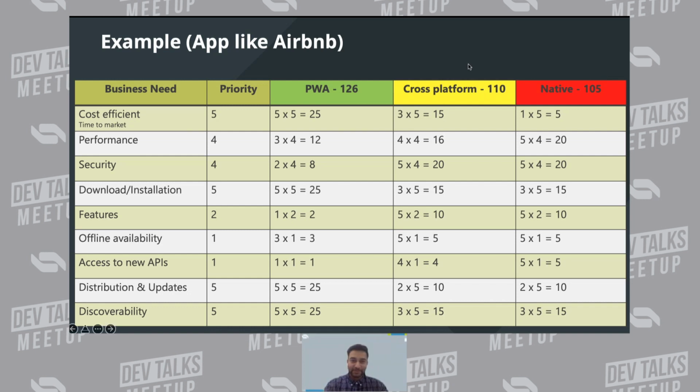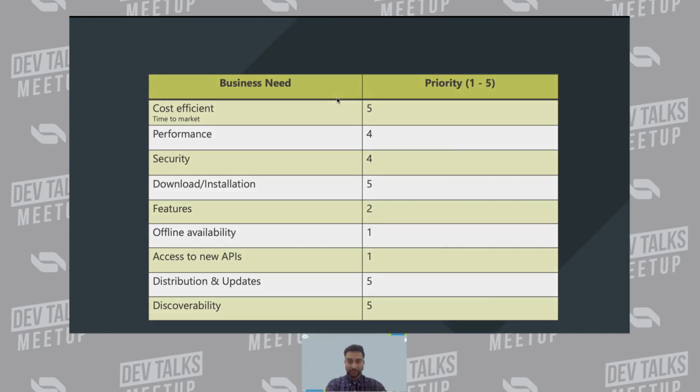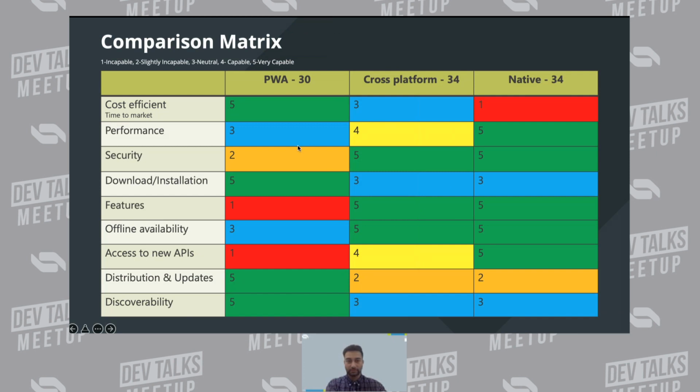Okay, good. So for such a project, which has cost efficiency as a priority, along with easy access or installation, discoverability, distribution, and updates, we discovered, based on the metrics that we created, that the PWA is the best solution. By the way, these metrics that I created are not final metrics, and they won't apply to all types of projects.